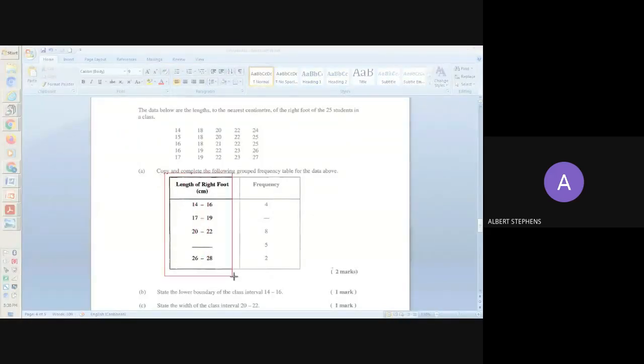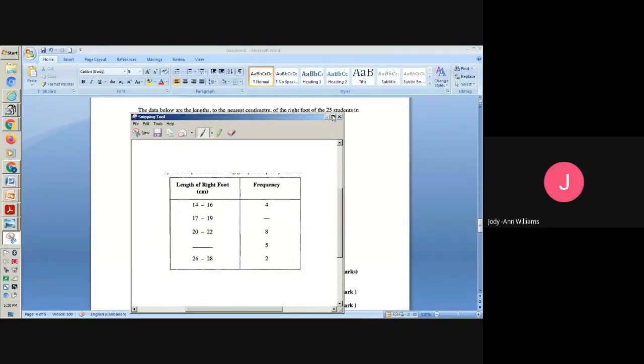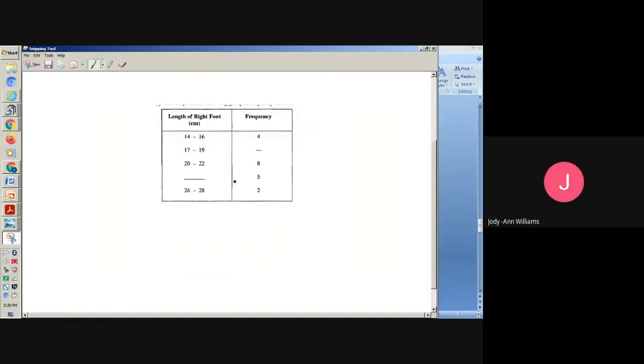What we're going to do first, class? We want the what? The average. So first we're going to find the midpoint. Very good, Jody. So we find the midpoint. Let me put the midpoint over here.